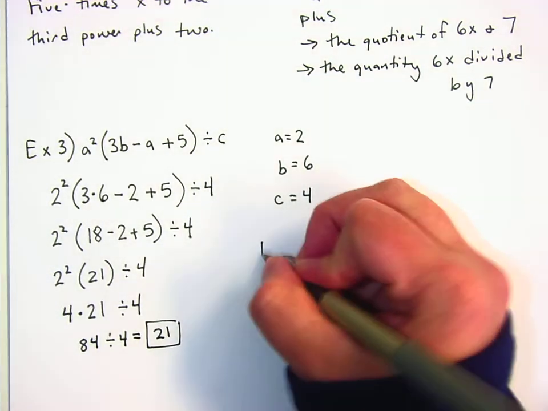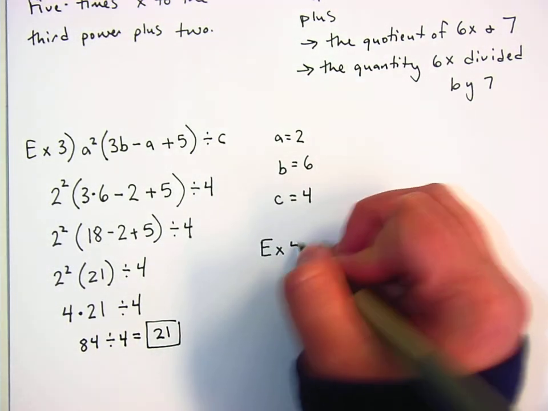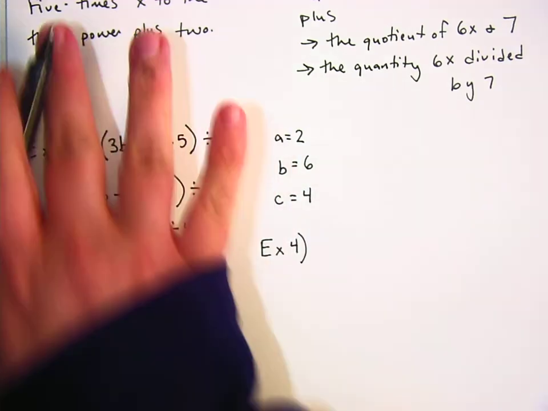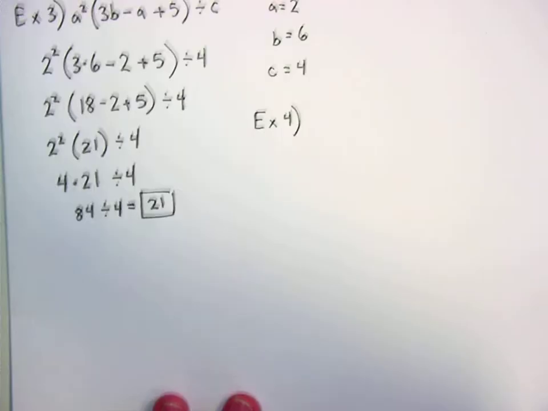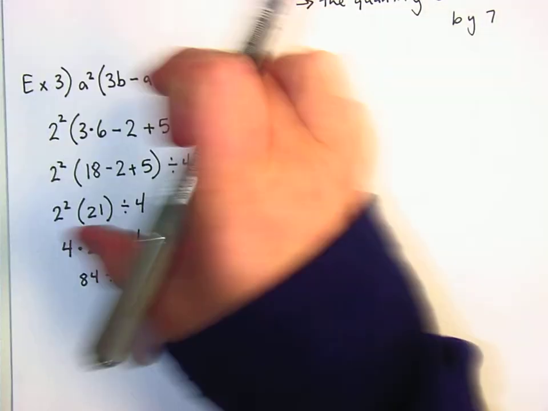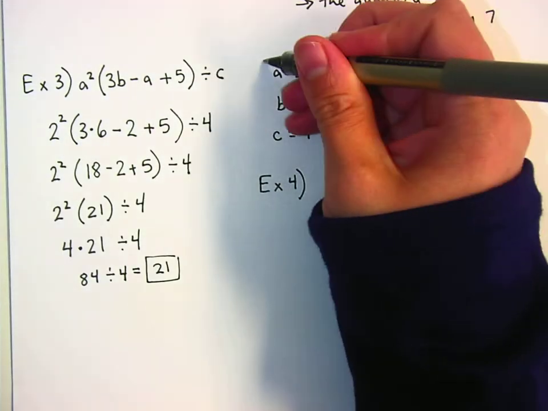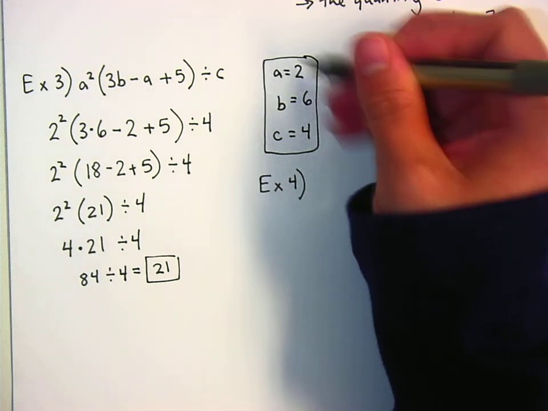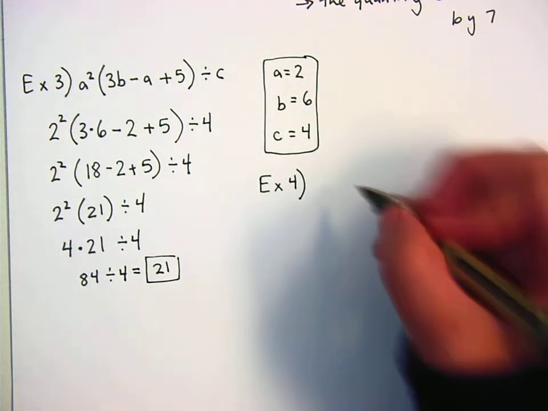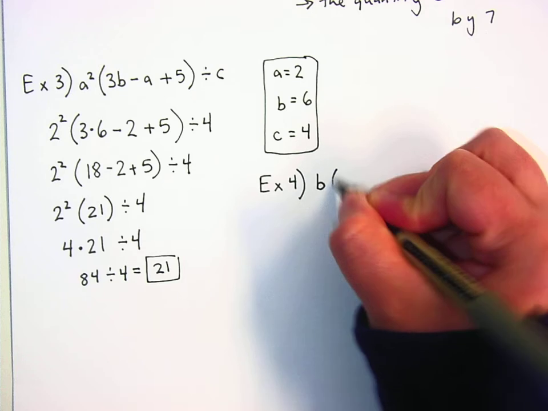So half of your homework is going to be kind of like translating math symbols like this into words, and half of your homework is going to be this kind of substitution stuff where you plug stuff in. On example 4, which is the last example, you're going to plug in 2, 6, and 4, same thing, into this one. This one I want you to try by yourself.